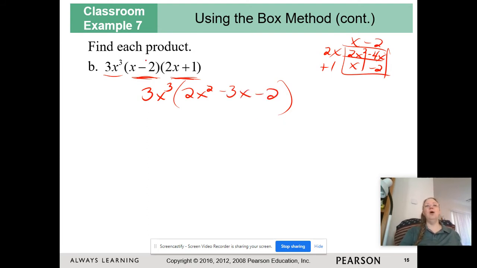Okay, only after we've multiplied the binomials together can we distribute the 3x cubed. So multiply times the first term. Remember, you add the exponents. Negative 9, add the exponents.